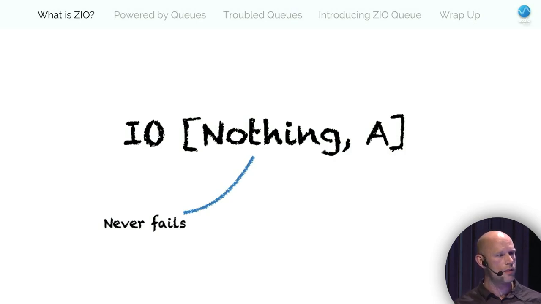And what ZIO does is it gives you a way to talk about those and to look at them. You look at this in your code and you say, oh, this is an effect that can't fail.